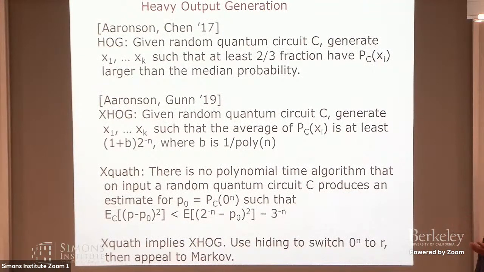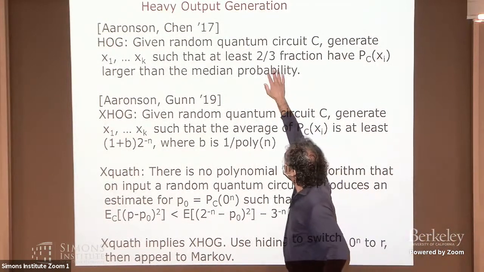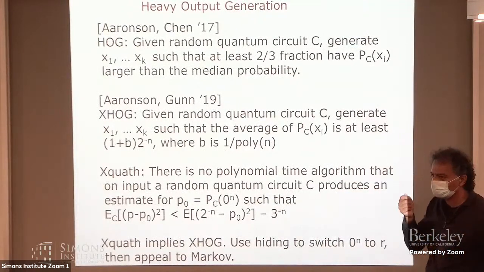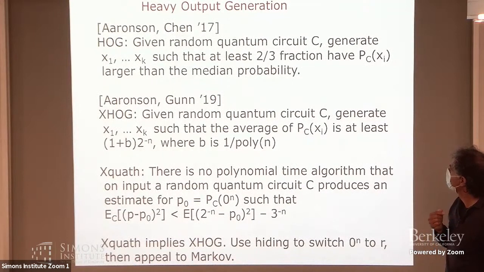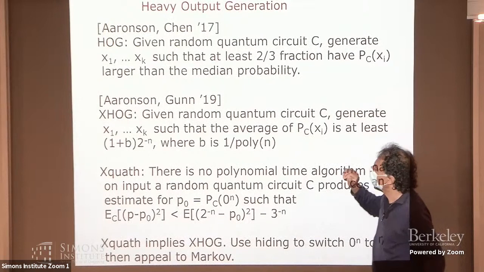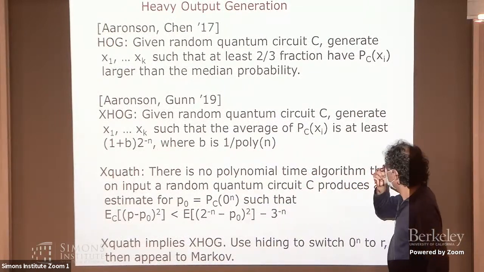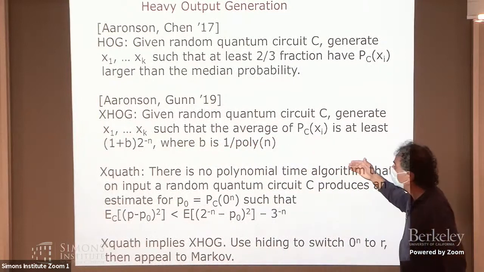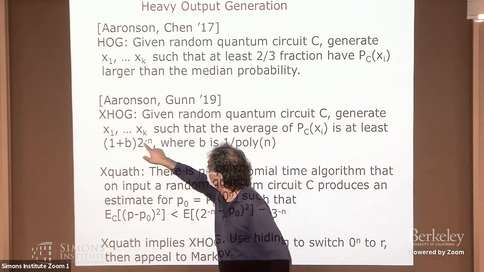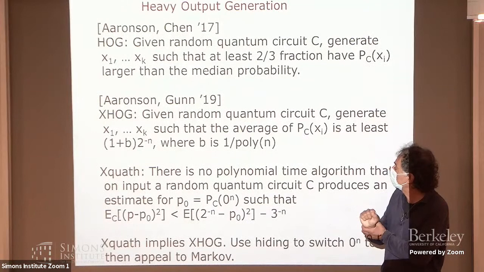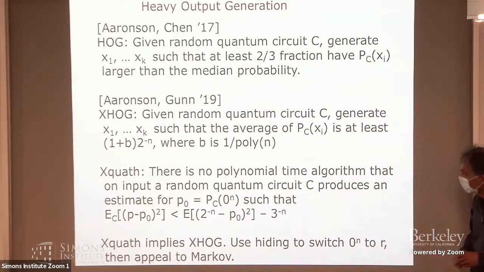Once you move on to linear cross entropy, you actually have to think about this slightly differently. There's a corresponding version of this heavy output generation, which is more quantitative. And now the challenge is, you're given a random quantum circuit C. You want to generate a bunch of samples such that the average probability of the string in the sample under the circuit C is at least 1 plus b times 2 to the minus n. So it's larger than the expected probability by this small amount.